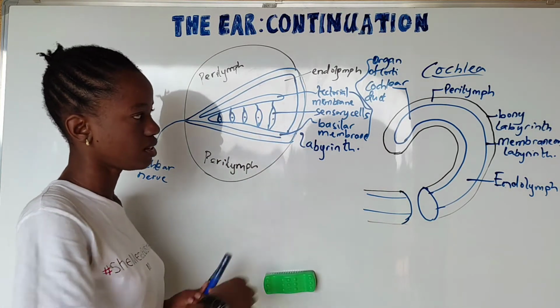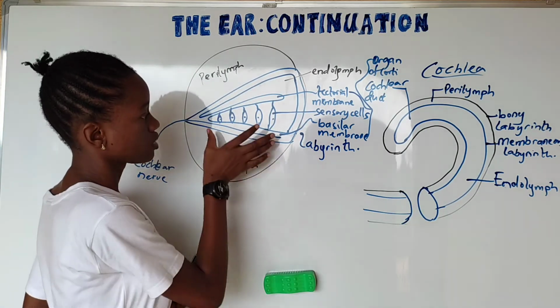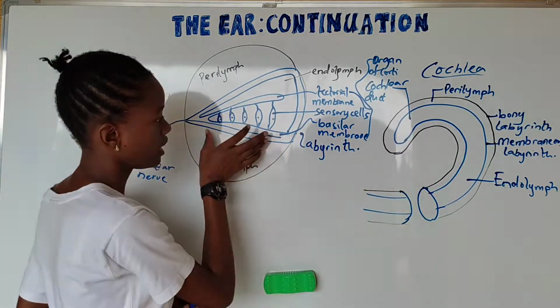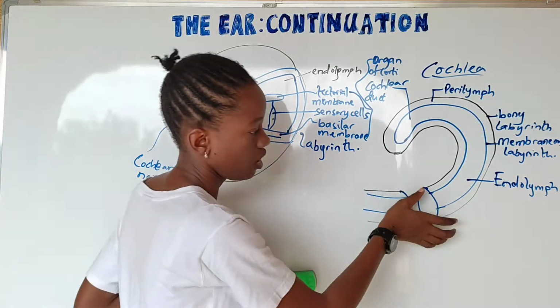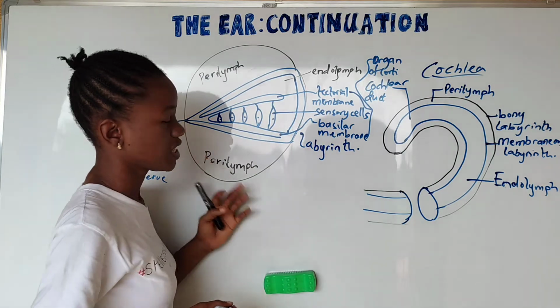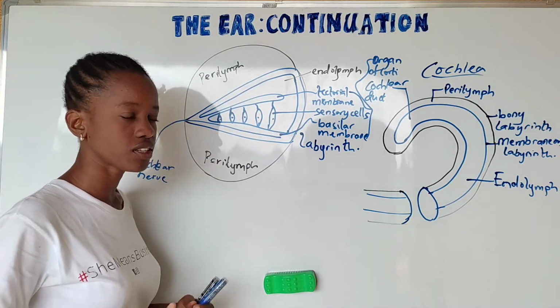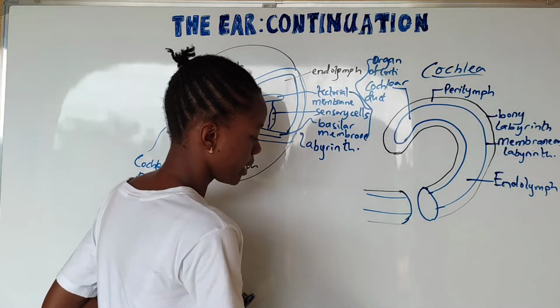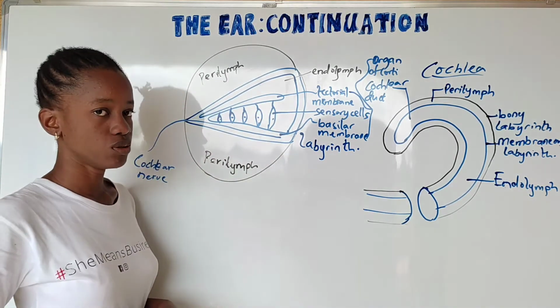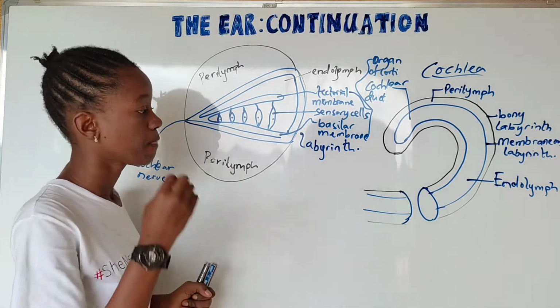Okay, so this is actually the cross section of the cochlear duct, which is in the cochlea, and the cochlear duct is almost triangular in shape. All right, so this is the cross section, and we are going to go over how hearing actually occurs. As I said in the other video, watch that one if you haven't watched it. That's on the structure of the ear.